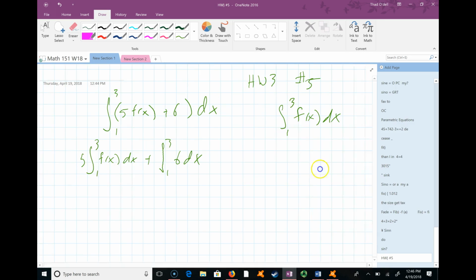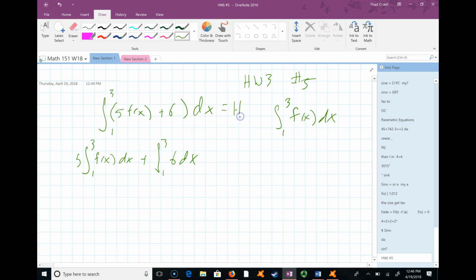let's see, we know that this is equal to 11, I guess. If you look at at least my version of the problem, it says that. Or this is someone else's version, but anyway. Okay, so all this is equal to 11. Now, this we can actually calculate, because the integral of 6 dx would be 6x integrated from 1 to 3.